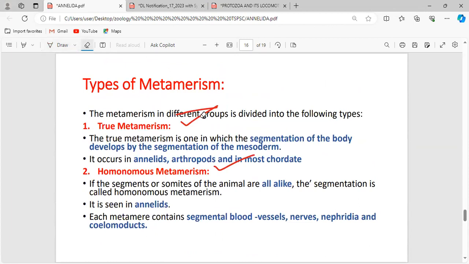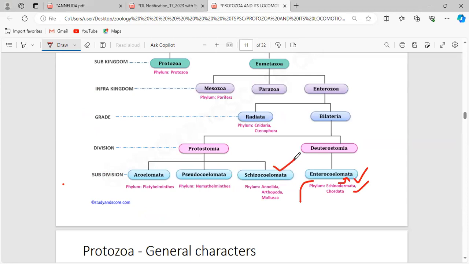Now, what is true metamerism? More or less every meaning will be similar, but only a slight difference will be seen in each and every type of metamerism. So the first type is true metamerism. The true metamerism is one in which the segmentation of the body develops by the segmentation of the mesoderm. This is a schizocoelomate, where the body cavity arises from the mesoderm. The perfect examples for this are annelids, arthropods, and mollusca.